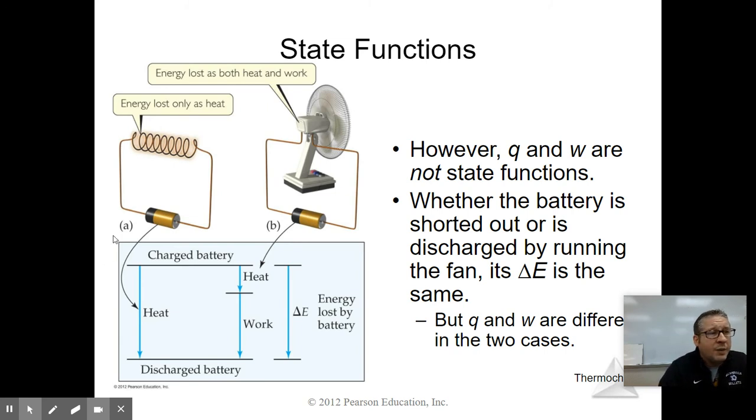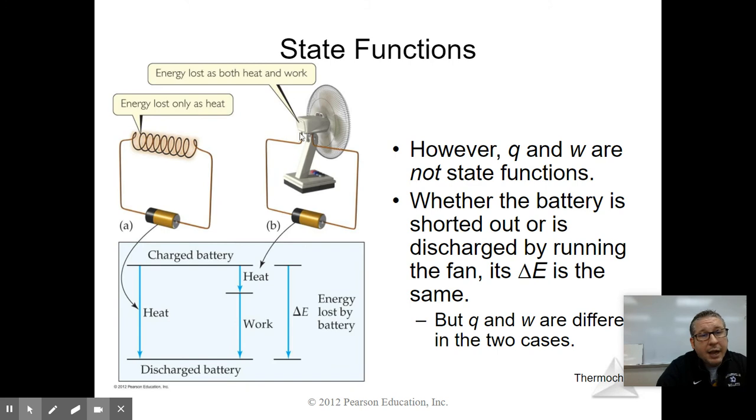If we look at this example here, we've got a battery in two different scenarios. The battery in A is simply going to be given a short circuit. It's going to have a wire connected to both ends. There's not going to be what's called a load to help dissipate some of the heat, and so it's just going to lose energy only as heat. But again, remember, these are identical batteries, so they're going to have the same amount of energy to start off with.